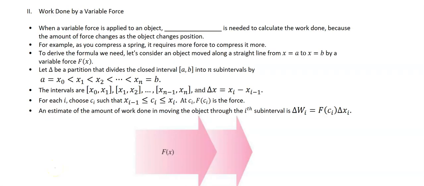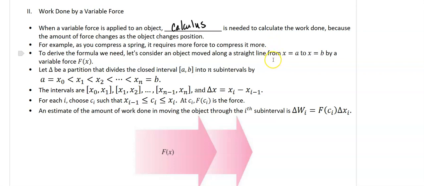Whereas work done by a constant force is a very simple multiplication, when a variable force is applied to an object, calculus is needed to calculate the work done, because the amount of force is going to change as the object changes position. Some examples of this: if you take a spring like a slinky and compress it, the more you compress it, the more force is required. Or if you're picking up a chain that's lying on the ground, the more of it you pick up, the more weight you have to hold because the ground is no longer supporting it. That's what we mean when we say a variable force.